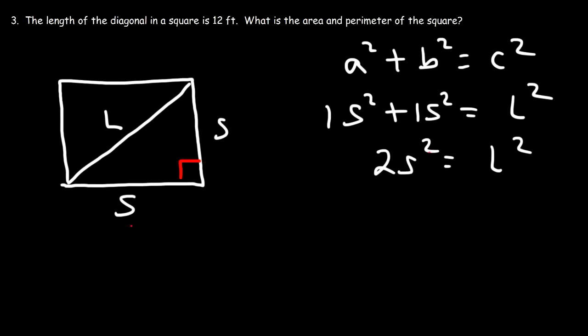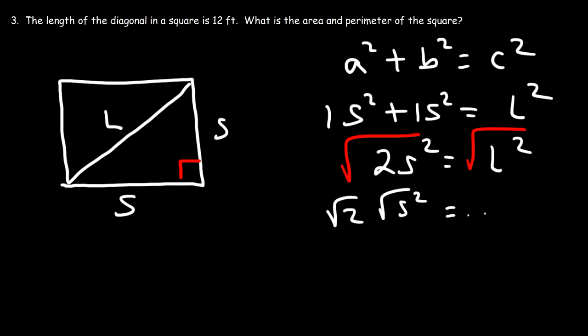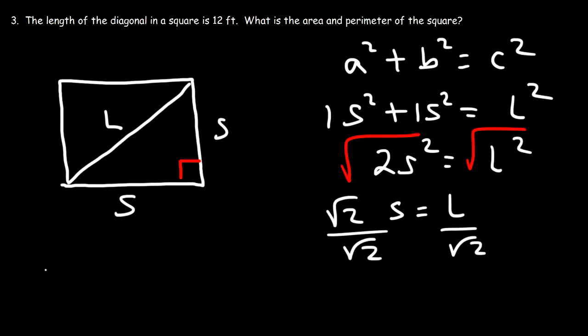Now, if we take the square root of both sides, on the left we have the square root of 2 times the square root of s squared, and on the right, the square root of L squared is just L. And the square root of s squared, we could just make that s. Then we could divide by the square root of 2. So the side length is basically the length of the diagonal divided by the square root of 2 when dealing with a square.